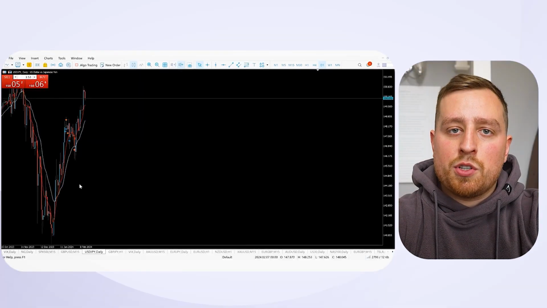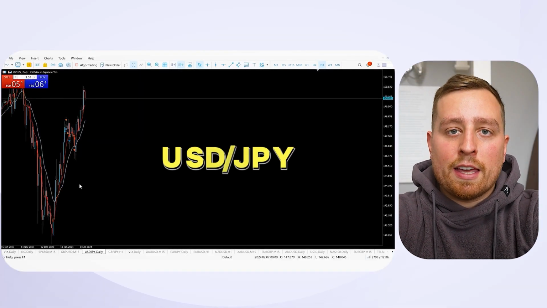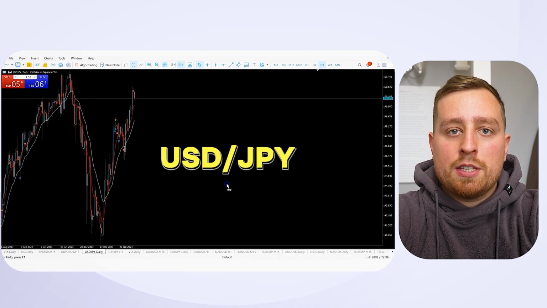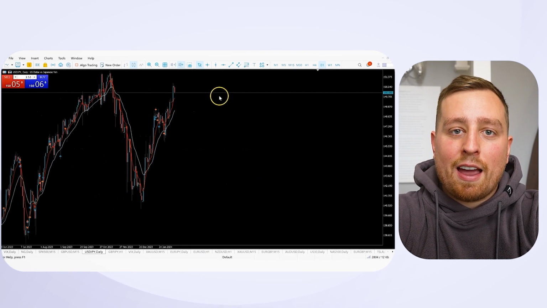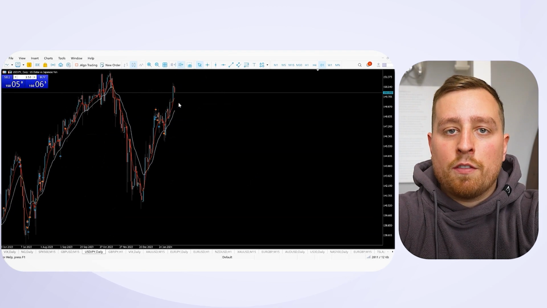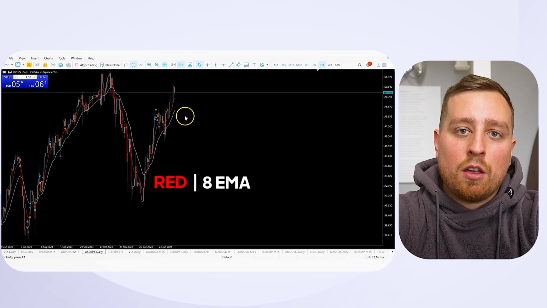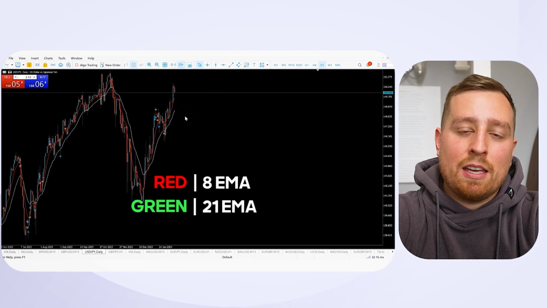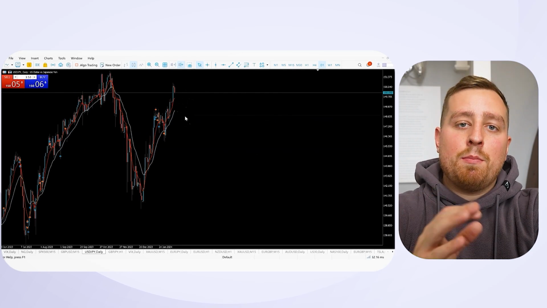Okay, so we're looking at the US dollar against the Japanese yen chart. You can see that I've got two moving averages here on the chart. I've got the red 8 EMA and I've got the green 21 EMA. Overall, this is a very simple method to utilize what is the overall direction that the currency pair is moving from a technical perspective. Overall, the whole fundamental analysis is sort of weighed into that, so we can see exactly how that is from a midterm outlook.